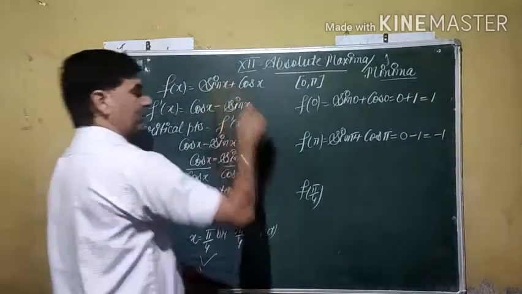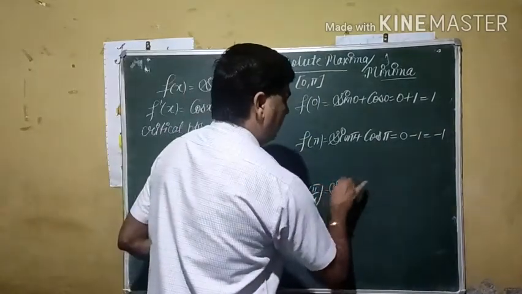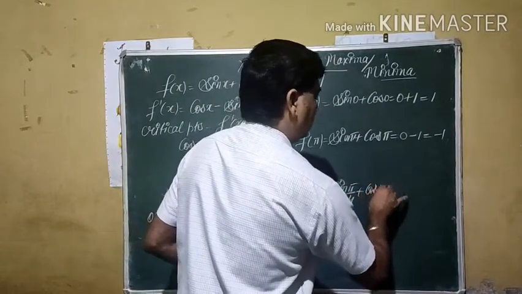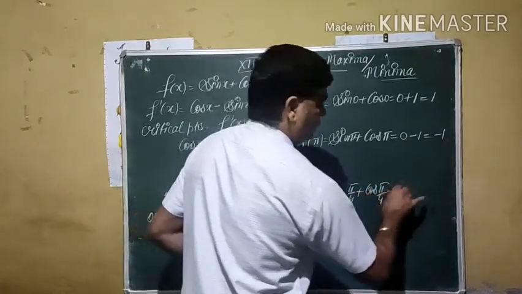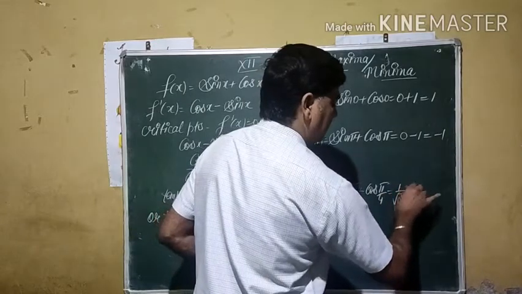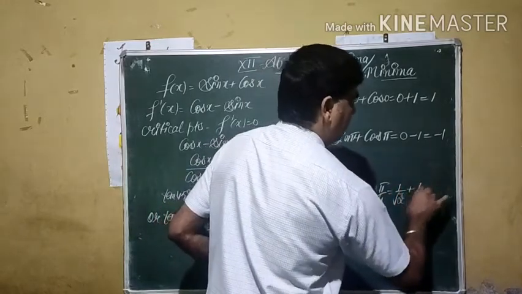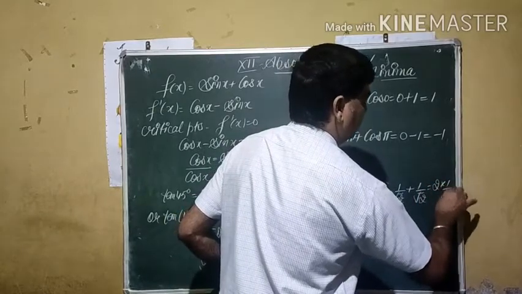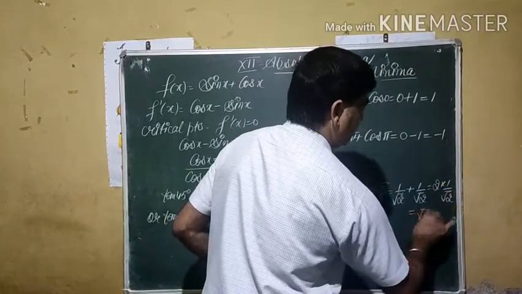If you use it here, pi by 4 means 45. Sin 45 plus cos 45. Sin 45 is 1 by square root 2. Cos 45 is also 1 by square root 2. So it becomes total double of it, means double of 1 by square root 2. So final answer becomes square root 2.